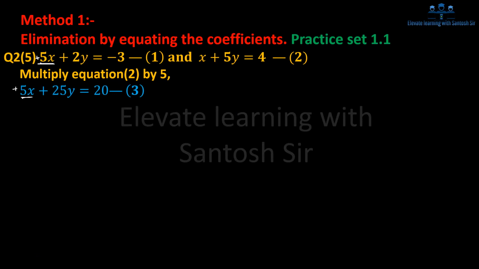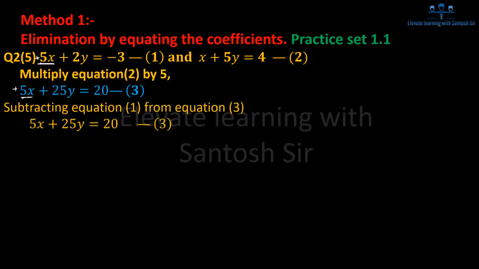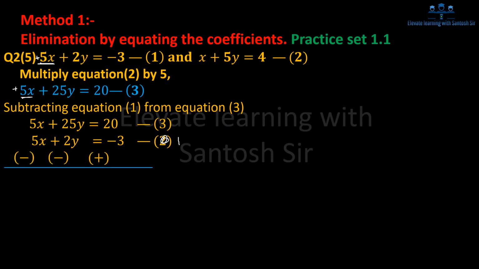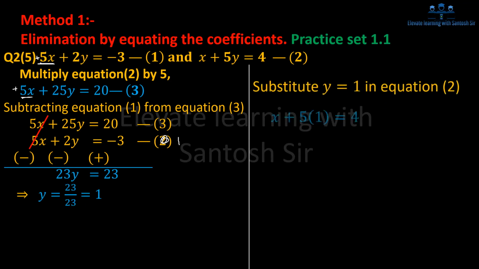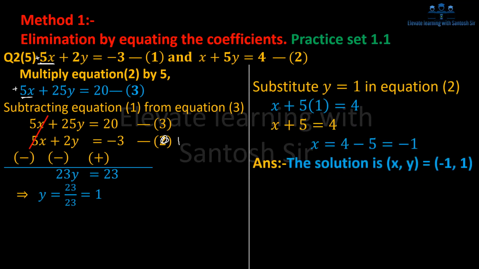So, always subtract smaller from bigger. We will subtract equation 1 from equation 3. We will write the equation 3, we will write the equation 1. And then we will change the sign because we are subtracting. Plus 5x and minus 5x gets cancelled. 25y minus 2y gives 23y, and 20 plus 3 gives 23. Y becomes 1, and then using this value of y in equation 2, we can get x is equal to minus 1. So the solution is x comma y is equal to minus 1 comma 1.